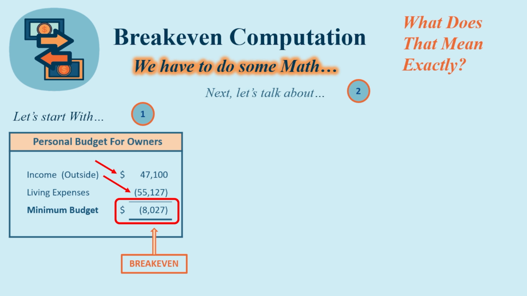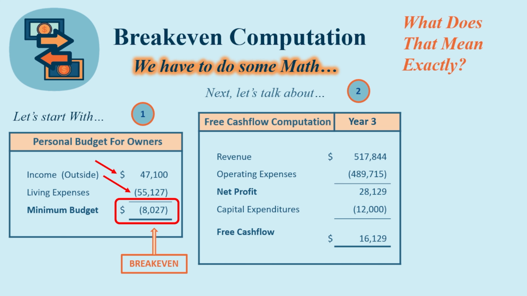Next, let's talk about computation 2, free cash flow, most likely a new term for most of you, but a very common term in the Silicon Valley. So let's make sure you know what this means. Free cash flow is equal to revenue minus operating expenses or net profit, excluding depreciation because that's not cash.